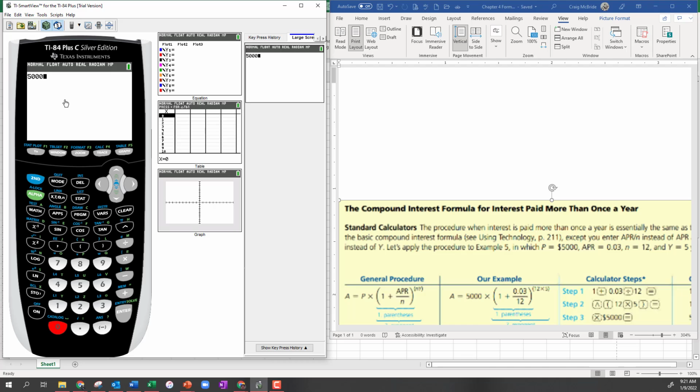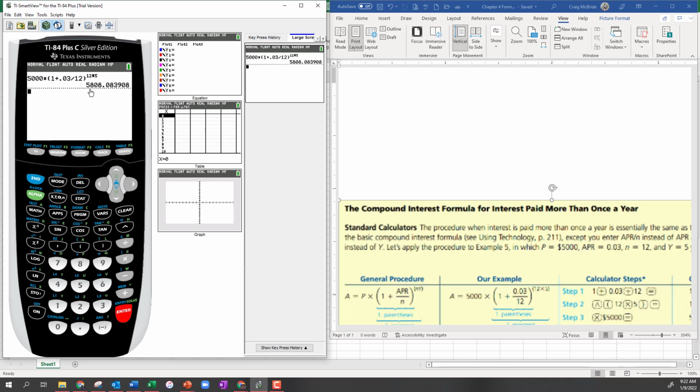So we got 5,000 times parentheses 1 plus 0.03 divided by 12, close parentheses. Then you have to raise it to a power, and the raise it to a power is this little button here. And then you can see it puts it up there. And then up there, it's going to be 12 times 5. Now, of course, you could go, well, 12 times 5 is just 60. You could do that, absolutely. And then just hit enter. And there's your answer, okay? It's nice and simple when you can use parentheses.